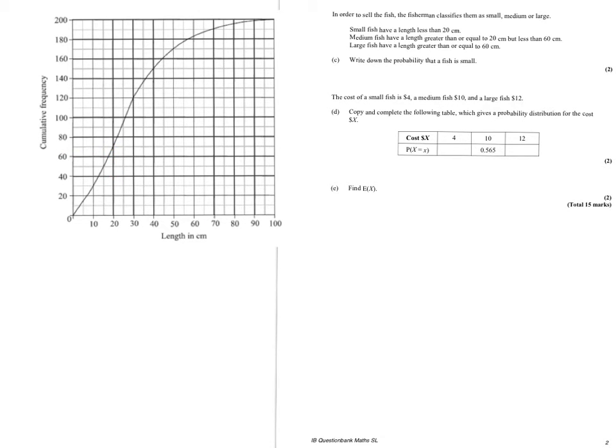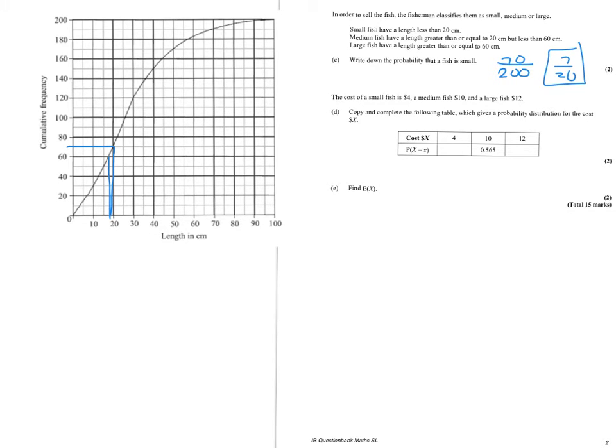And so when I do that, I did not do a very good job with that, so you'll have to forgive me. But when you follow that 20 up and over, that is 70 fish that are length 20 or less. So if that's 70 fish, it asked us for the probability of it being small. That's 70 out of a total of 200, which we know we can reduce to 7/20ths as our probability.